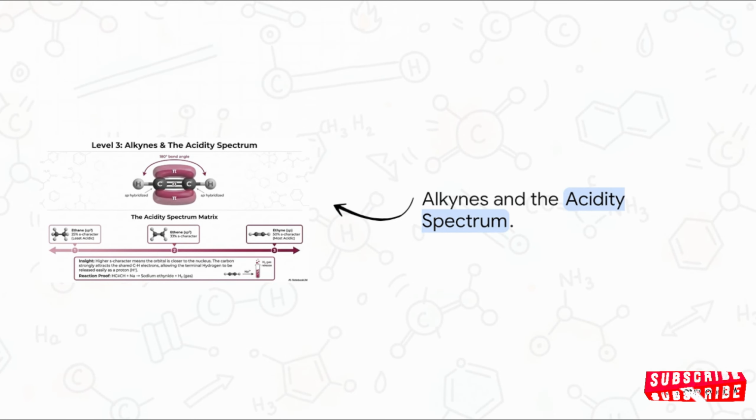The structural geometry completely changes once again, becoming perfectly linear, just a straight 180-degree line. But there's a wild side effect on the acidity spectrum. You see, a triple bond pulls the shared electrons so incredibly tight toward the carbon nuclei that the hydrogen atoms on the very ends are practically left hanging. They become highly acidic. In fact, if you react an alkyne with sodium metal, that little terminal hydrogen will just pop right off and release pure hydrogen gas.